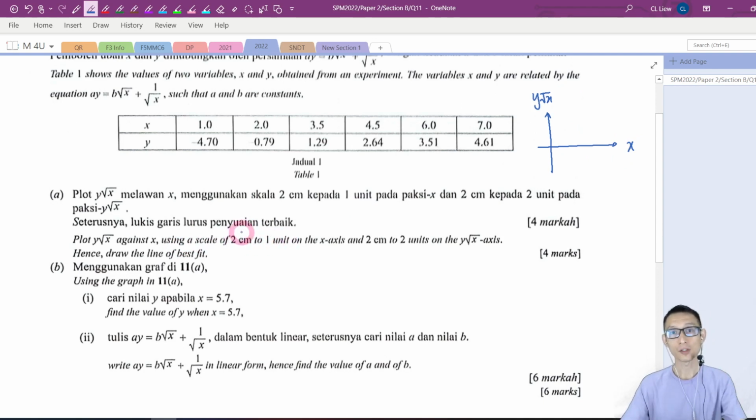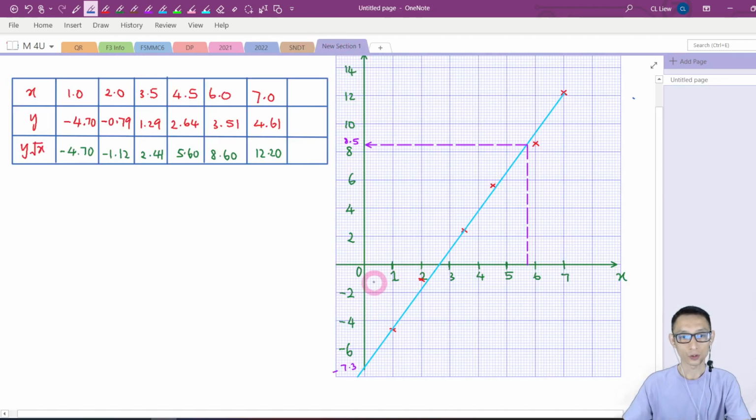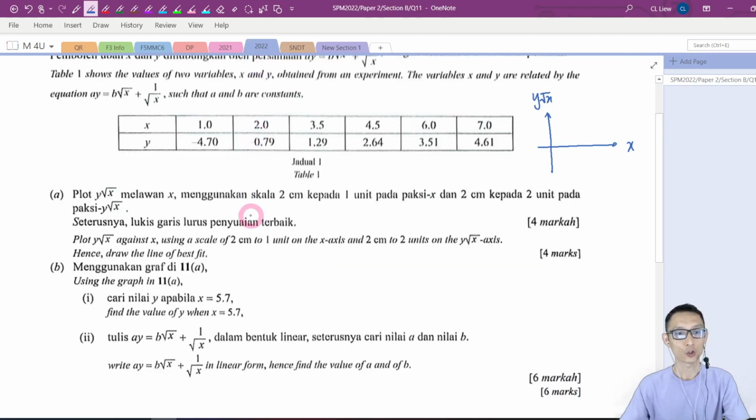So 2 cm means a big square grid. Now if you have a graph like this, it will be 2 cm. So 2 cm to 1 unit means 1, 2, 3, 4, and so on for the x-axis, the horizontal axis, and 2 cm to 2 units on the vertical axis. 2 cm to 2 units means 2, 4, 6, 8, and so on. After plotting the graph, we need to draw the line of best fit.